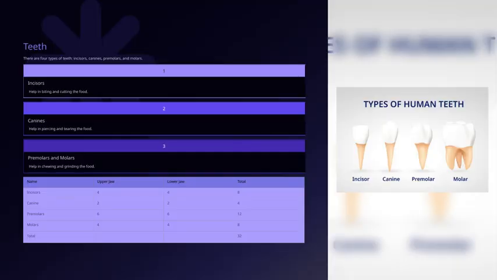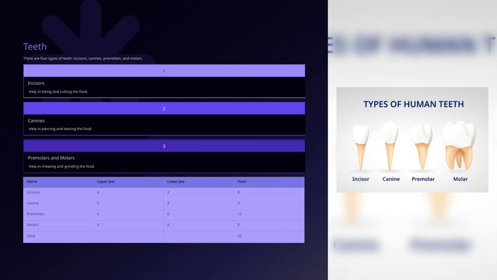Let's take a closer look at the different types of teeth and their functions. As you can see in the table, humans typically have a total of 32 teeth, divided between the upper and lower jaws. Starting with incisors, there are 4 in each jaw, totaling 8. These are the front teeth, and their main role is biting and cutting food. They are sharp and designed for grasping and slicing.